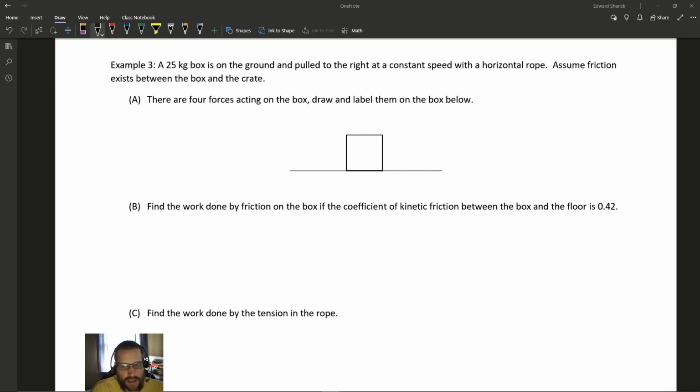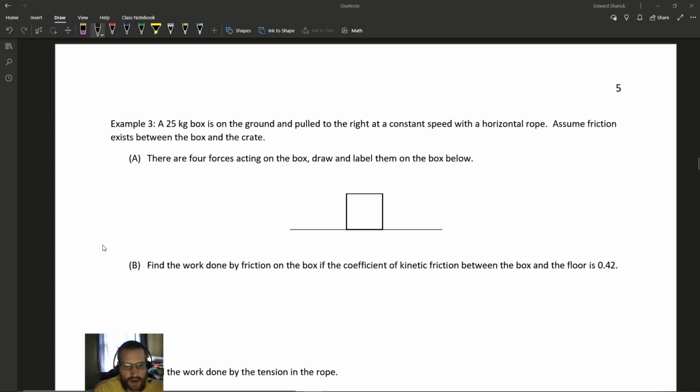We're going to continue today talking about work and energy. Specifically, I want to focus on that work equation that we looked at last week with a few more examples, and get you guys more comfortable with that equation.